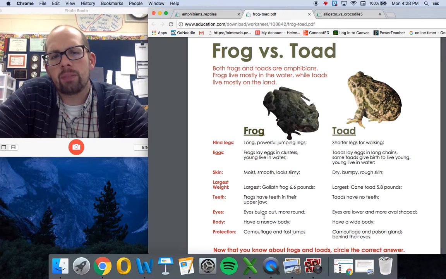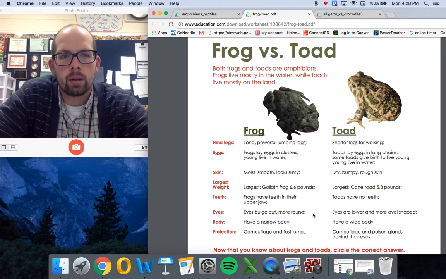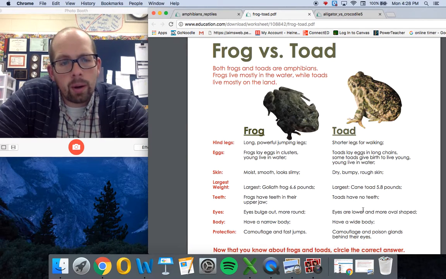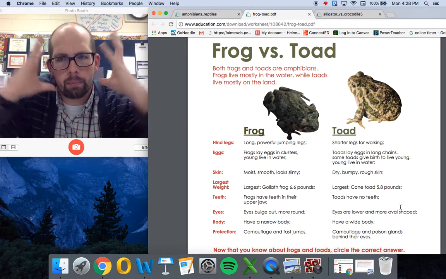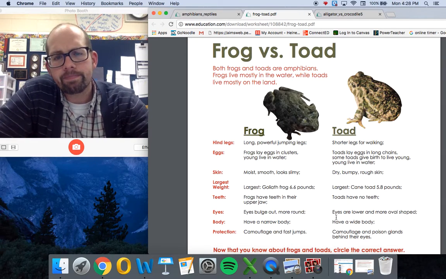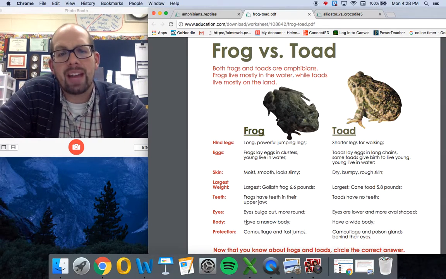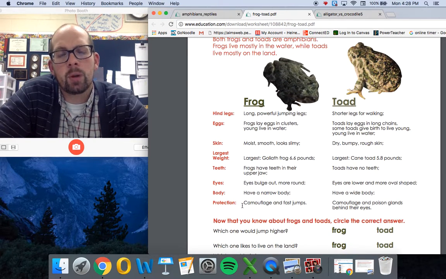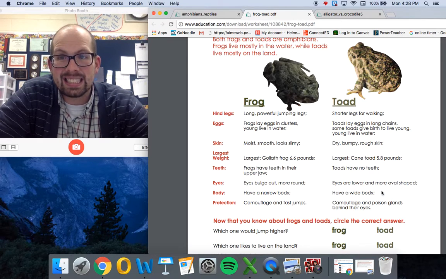Their eyes. A frog's eyes bulge out and they're more round. For a toad, the eyes are lower and more oval shaped. They don't bulge out so much. Bodies. For a frog, they have a narrow body, and a toad has a wide body. And then protection. Frogs use camouflage and their fast jumps. Toads have camouflage and poison glands behind their eyes.